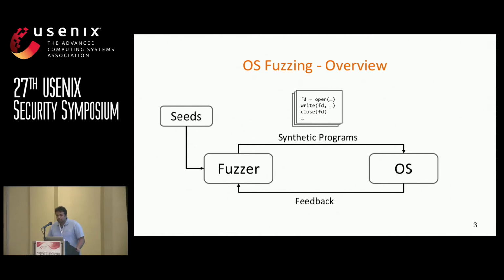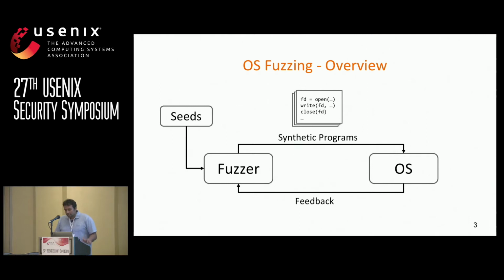Now I'll provide a brief overview of OS fuzzing. So OS fuzzers usually start with a collection of synthetic seed programs, which are just sequences of system calls. These programs are then run on the target OS to find bugs. The fuzzer will then iteratively mutate and generate new programs in either a black box manner or by using some sort of feedback like code coverage.